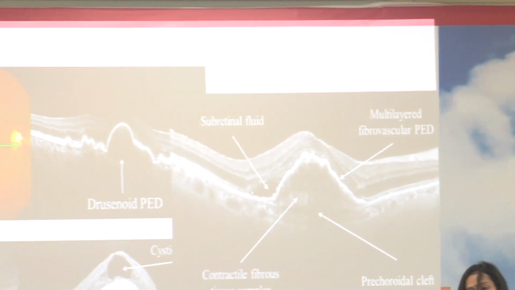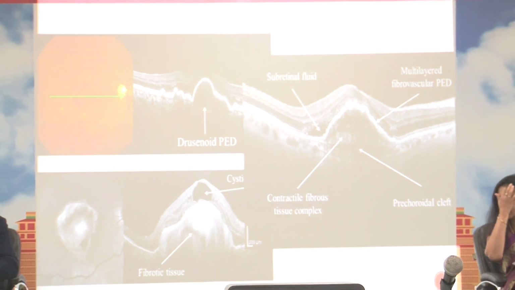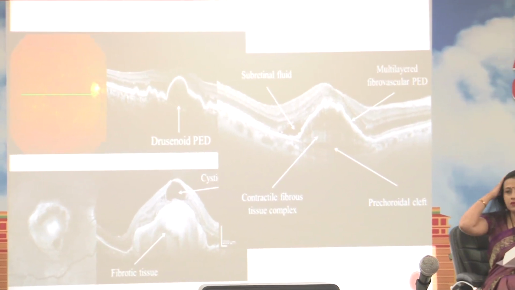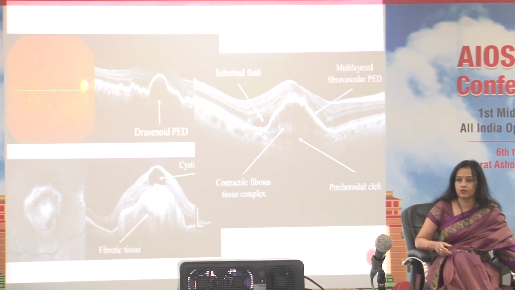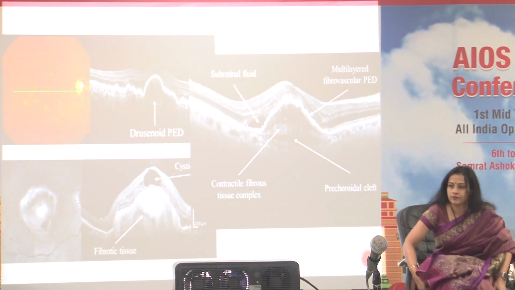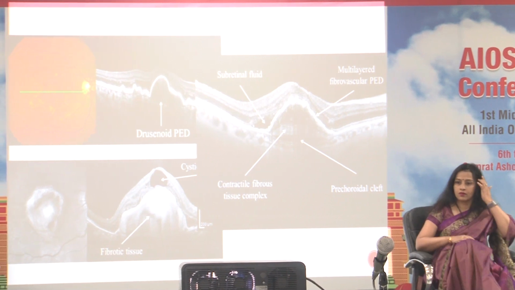So this is the spectrum of AMD which we see in our clinical setting. On the top we see the presence of drusenoid PED, and at the extreme end we have the presence of fibrous tissue. Somewhere in between we have a fibrovascular PED, which is the hallmark of neovascular AMD, in which we have subretinal fluid, which we can see in the form of a cleft here. Among all these three, the main point of differentiation is the reflectivity pattern on the OCT, which makes the clinician judge the disease process.